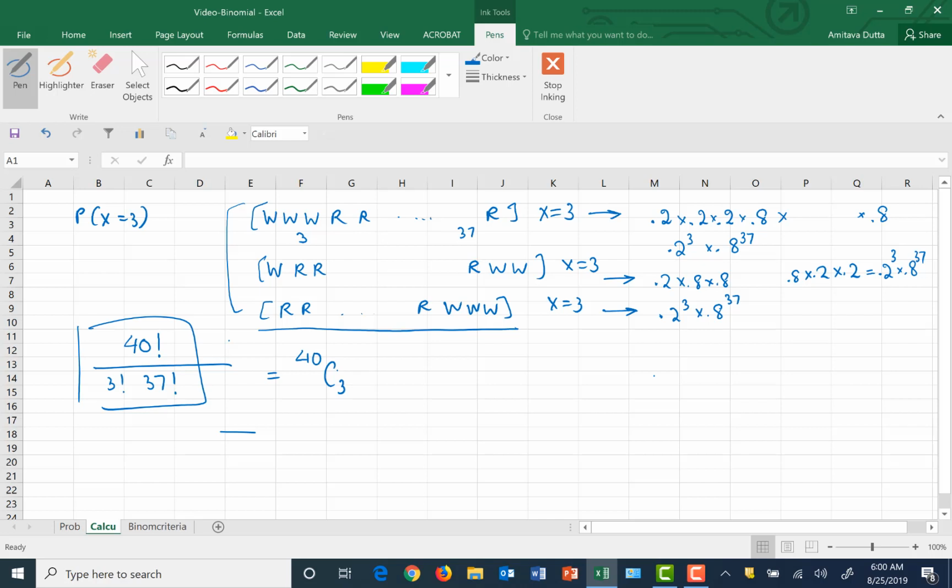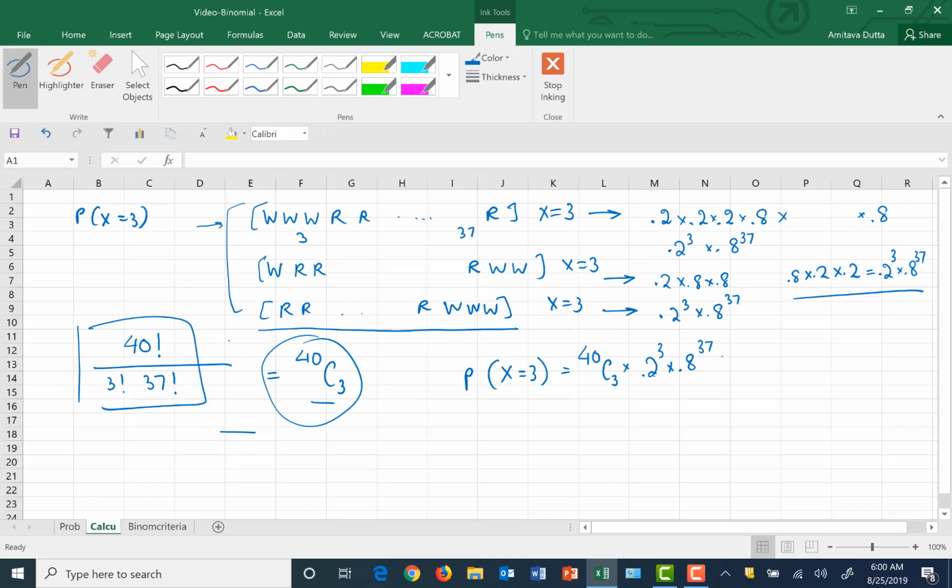This is your combination of 40 things taken 3 at a time. Now we can splice these pieces together. We have one piece of information here, and another piece of information here. So the probability of x equal to 3 is 40C3 times 0.2 to the 3 times 0.8 to the 37. Each of these sequences has probability 0.2 to the 3 times 0.8 to the 37, and there are this many of these sequences, so I simply add them up, and this is what I get. This is the probability of exactly 3 students out of 40 withdrawing.